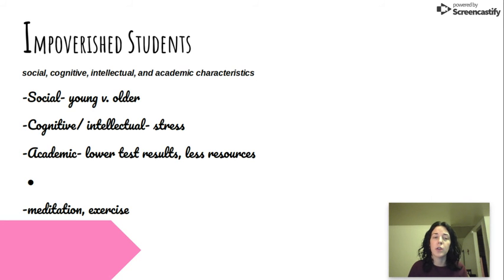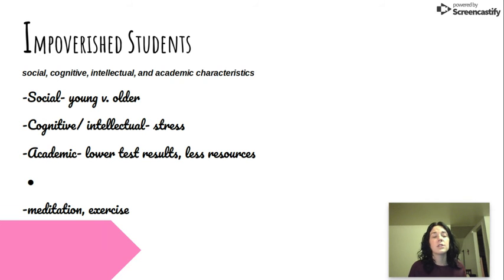Cognitive and intellectual, I group these two together because students that are in poverty experience great stress, and this affects a lot of what they do. You might see that these students are not paying very much attention or are getting behind, and as a result, academically, they will have lower test results. This is often because there are fewer resources. Maybe their parents are working multiple jobs, so the teacher is really the only person that they have to instruct them.